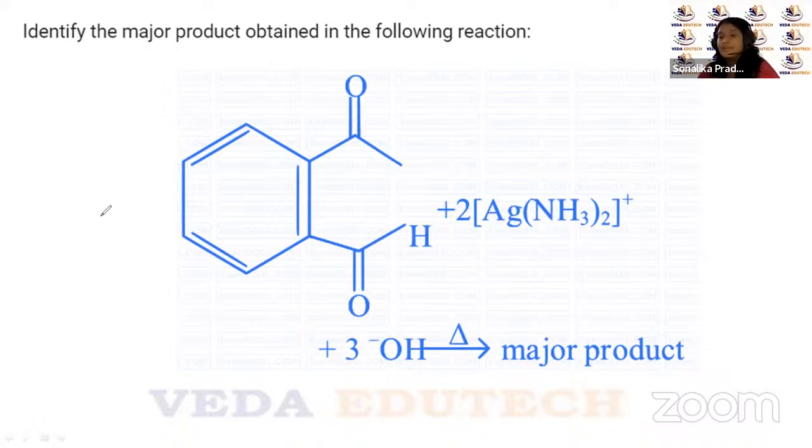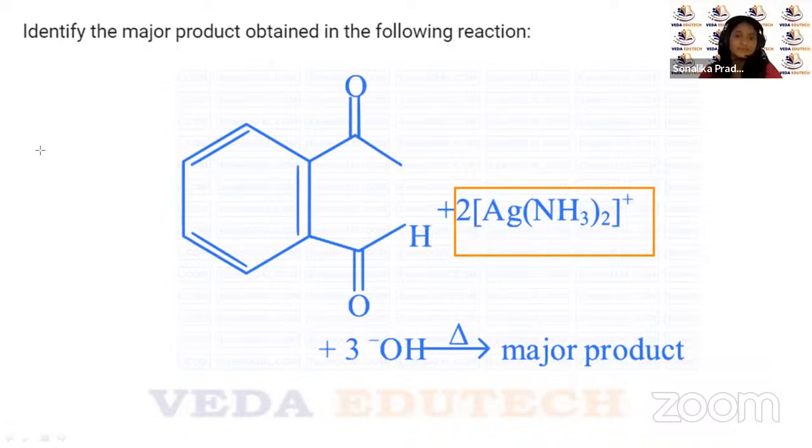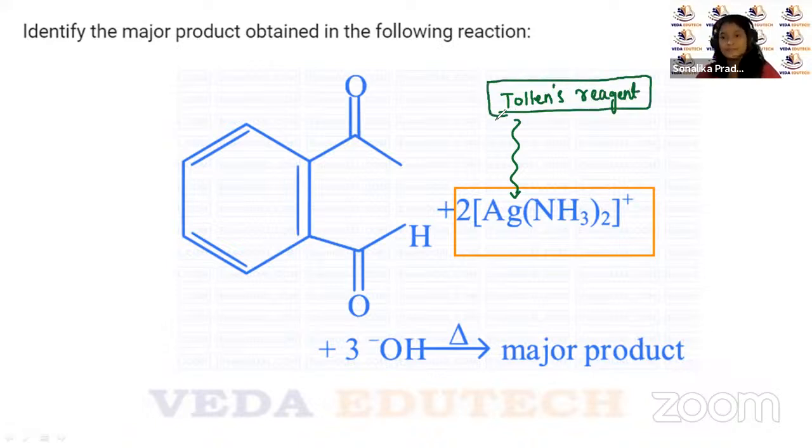So when you are able to identify, children, what is going to be the answer here? This reagent, if you see, it is silver nitrate, sorry, ammonia. What is this reagent, children? This is Tollens reagent. Were you all able to identify that this is Tollens reagent? Yes, ammoniacal silver nitrate solution, right?